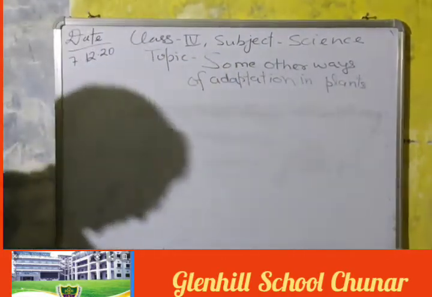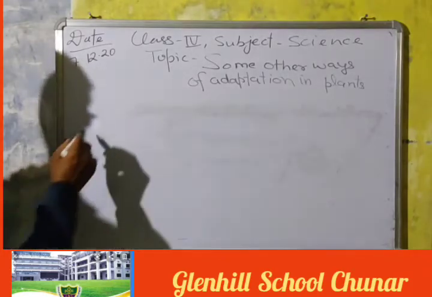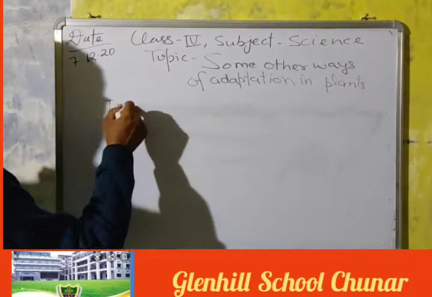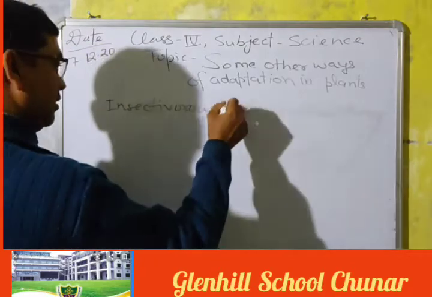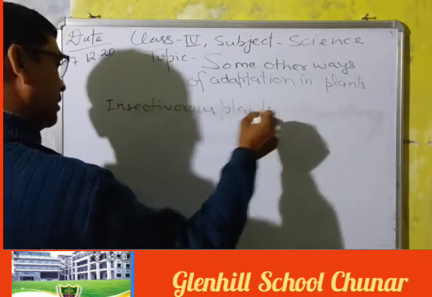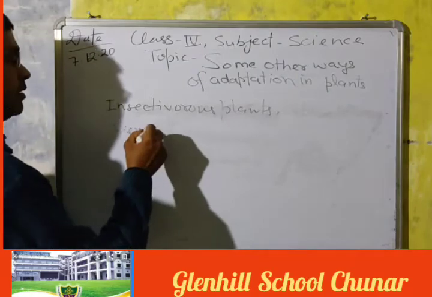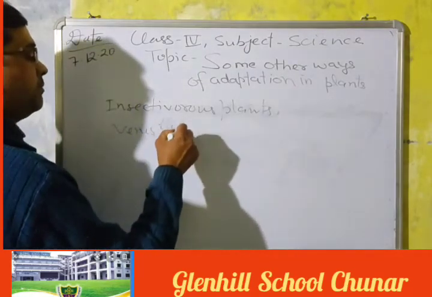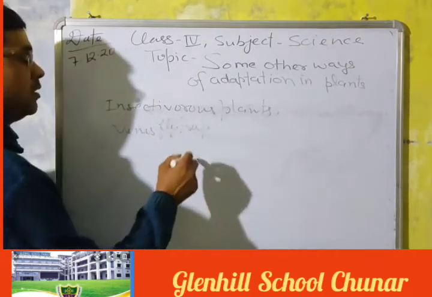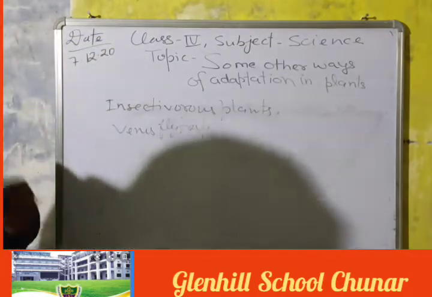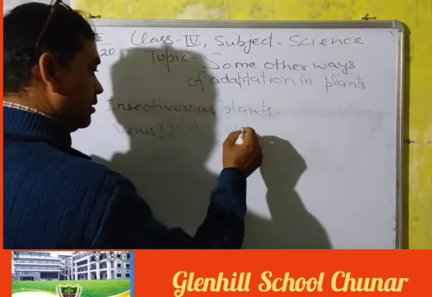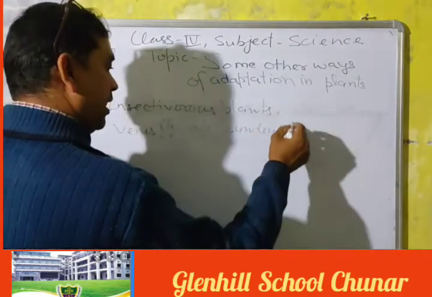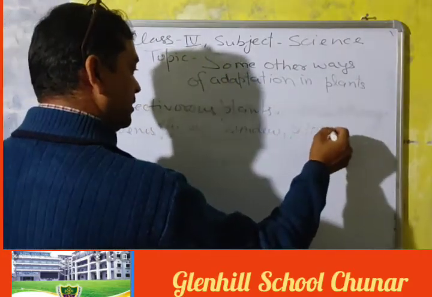Insectivorous plants. Examples: Venus flytrap, sundew and pitcher plant.